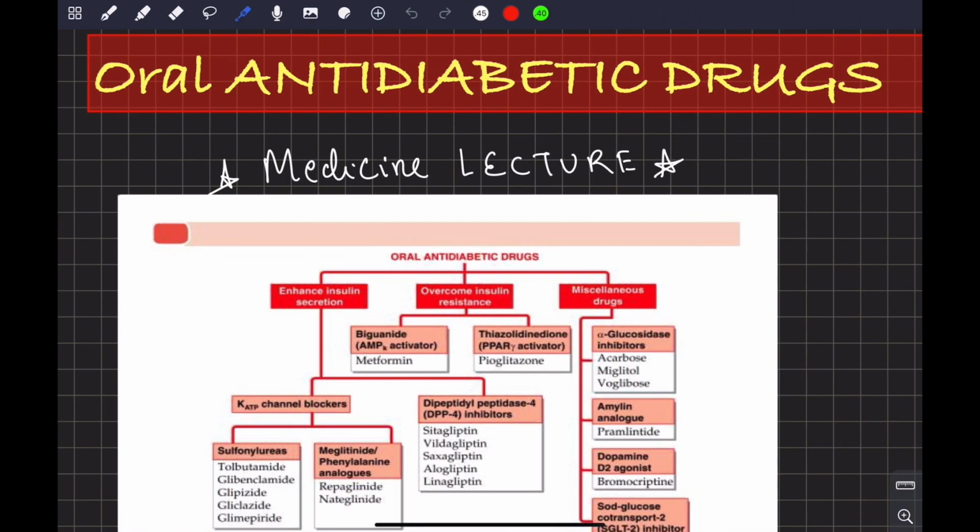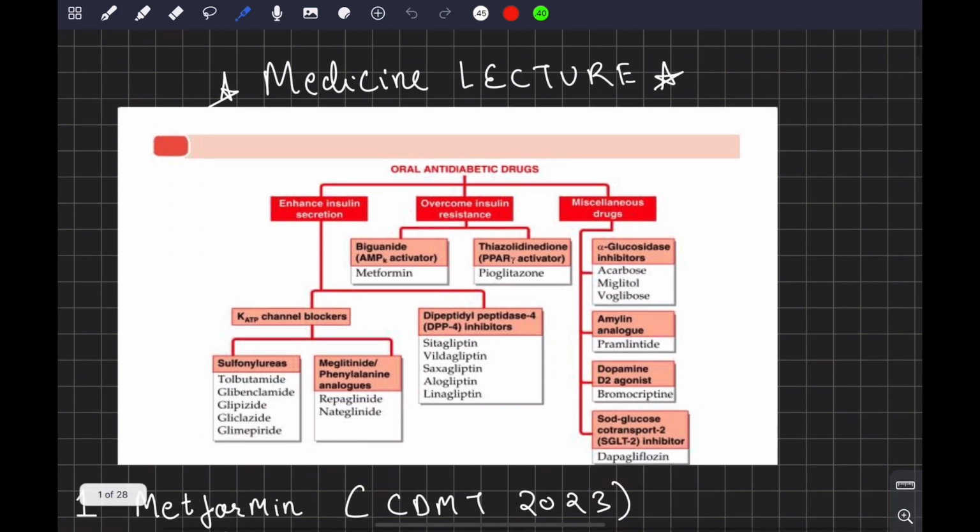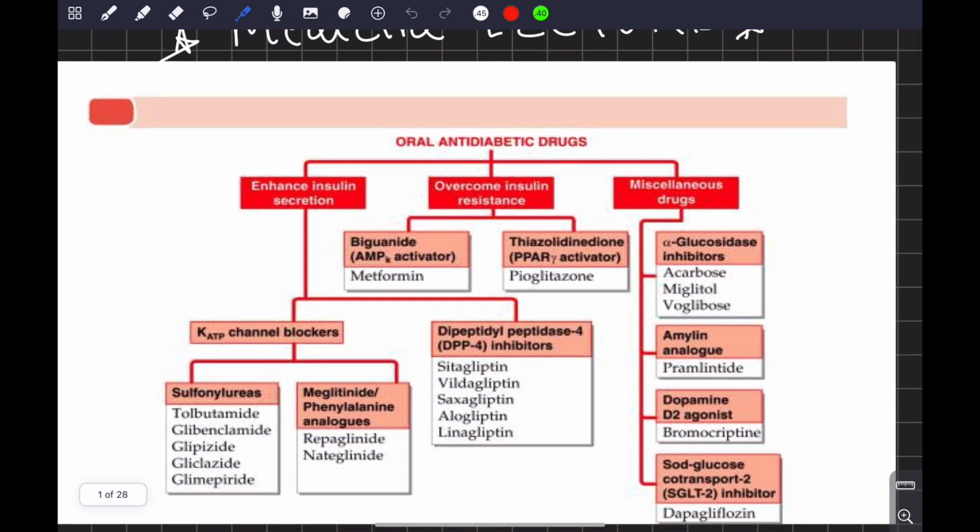So hey guys, welcome back to another lecture, and this is going to be part 2 of oral anti-diabetic drugs, and this is going to be a medicine lecture. In the previous video we discussed drugs which help us overcome insulin resistance for our type 2 diabetes mellitus patient, right? Metformin and pioglitazone.